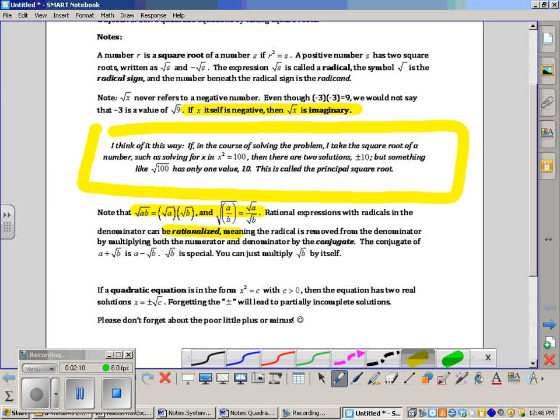Please don't forget the plus or minus. SAT loves to solve equations and then have the solution be the minus equation. So please don't forget about the poor little plus or minus.